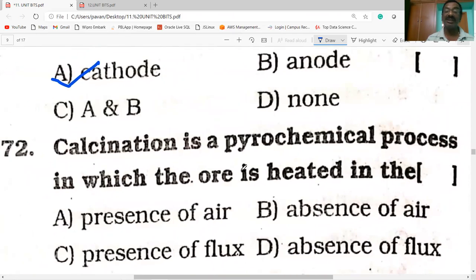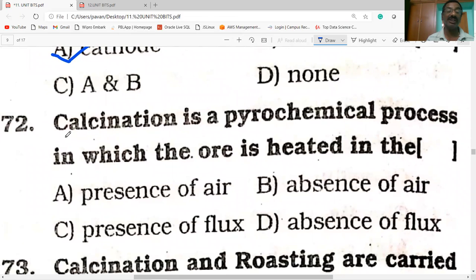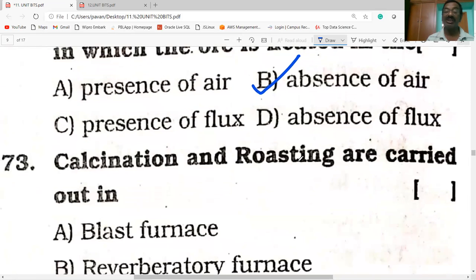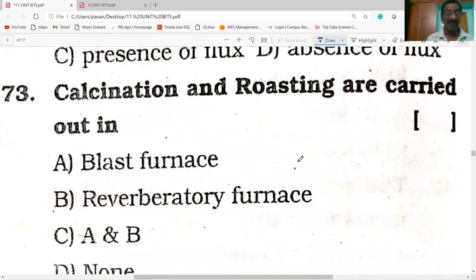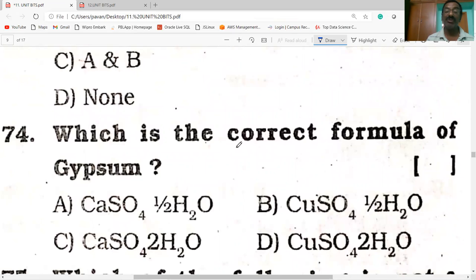Next, calcination is a pyrochemical process in which the ore is heated in the absence of air. Calcination and roasting are carried out in a reverberatory furnace. Which is the correct formula of gypsum?